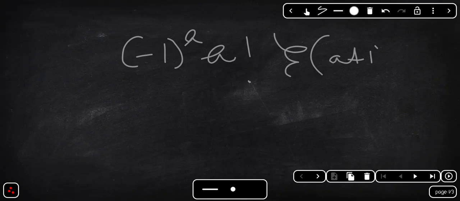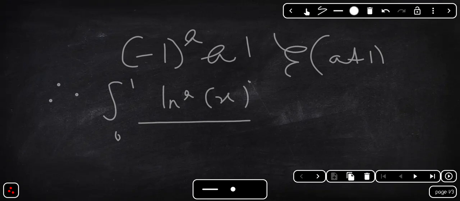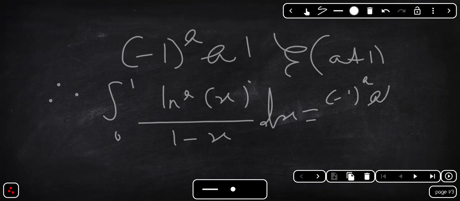Therefore, we've generalized a logarithmic integral, which is the integral from 0 to 1 of natural log of x raised to the power of a over 1 minus x dx, to be equal to minus 1 raised to the power of a multiplied by a factorial multiplied by the zeta function of a plus 1.